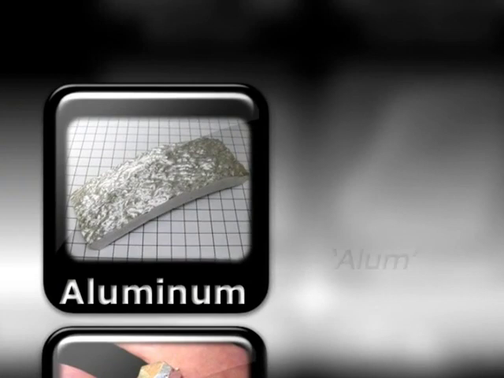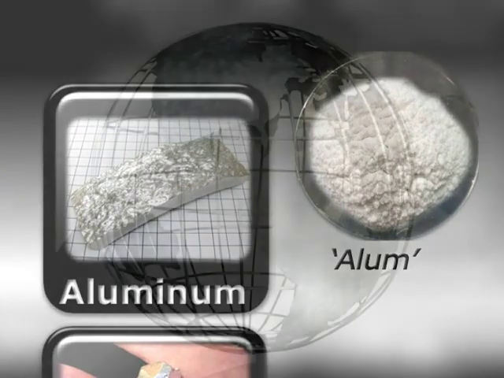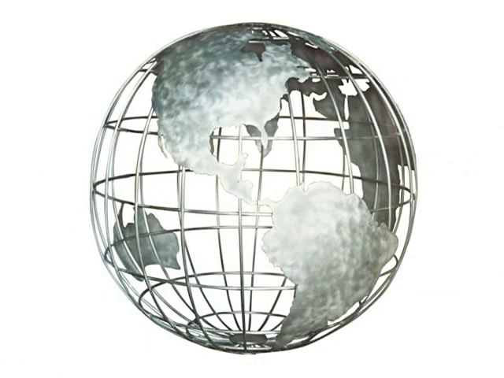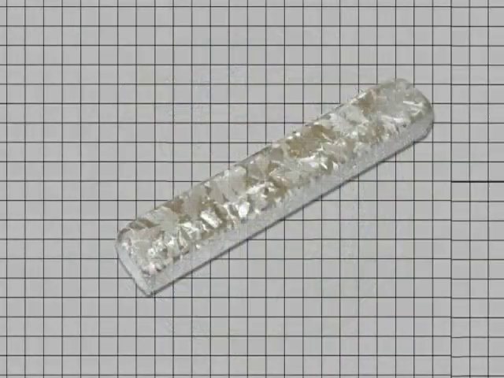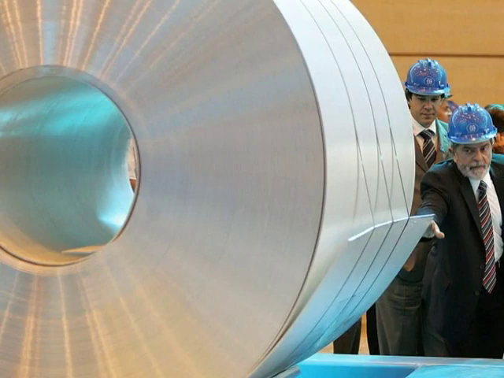Aluminum, from alum, the ancient aluminum compound used to heal wounds. Aluminum is the most abundant metal on Earth, even more than iron. But separating aluminum is quite difficult. It was so rare that a small bar of aluminum used to be on display next to the French crown jewels. Aluminum production is now relatively inexpensive.